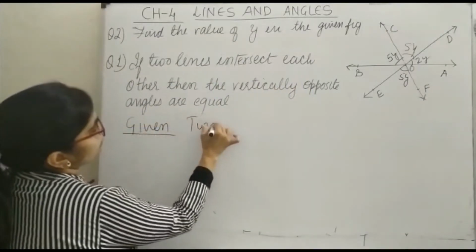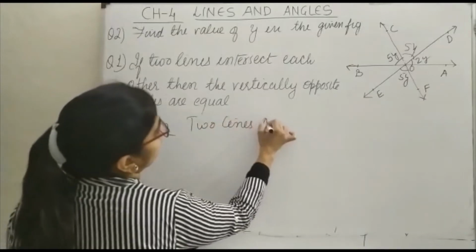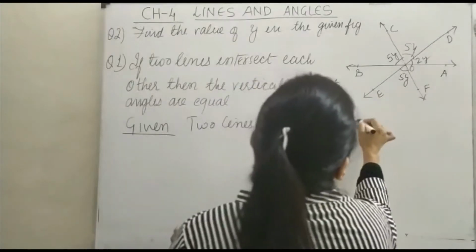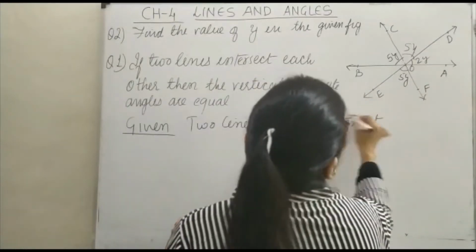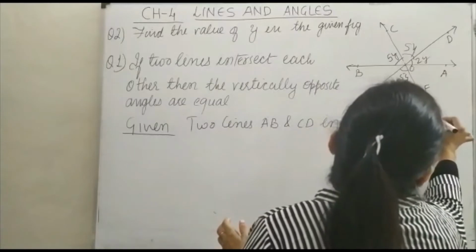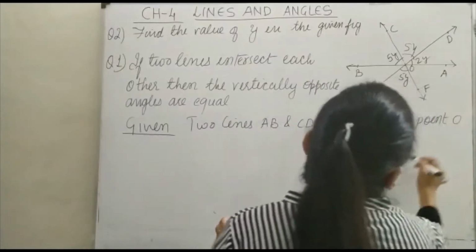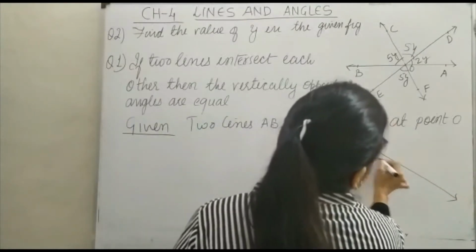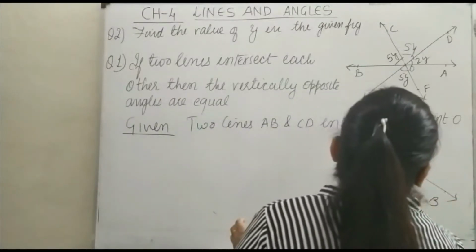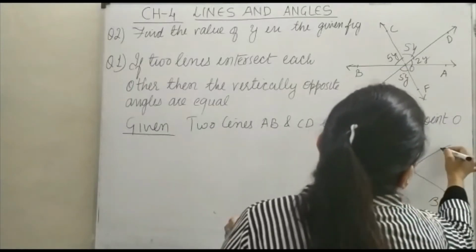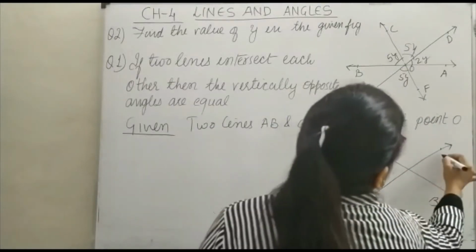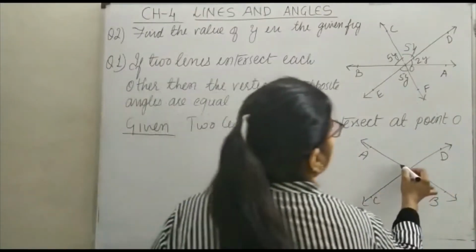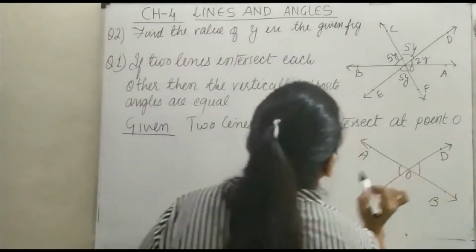Two lines AB and CD intersect at point O. You can see here, this is your AB, this is your CD, and they are intersecting at point O. We have to show that this angle is equal to this.